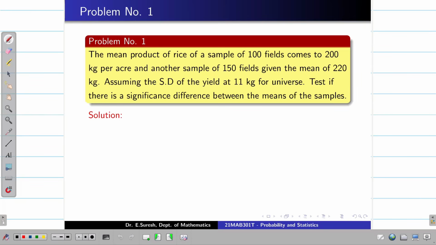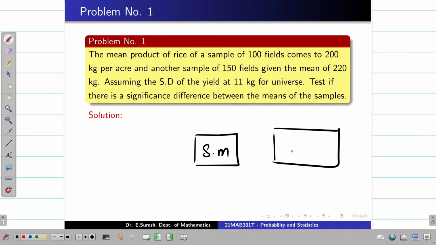Just read the problem carefully. Mean, standard deviation, etc. If they give only one sample, it is going to be a single mean problem. If they give two samples, it is going to be a difference of mean problem.